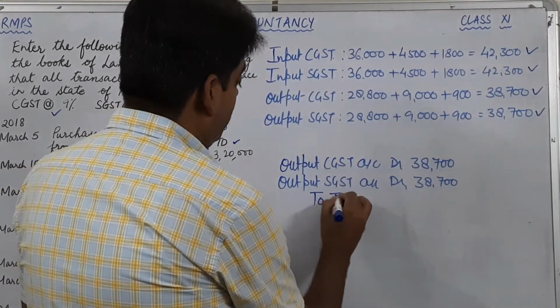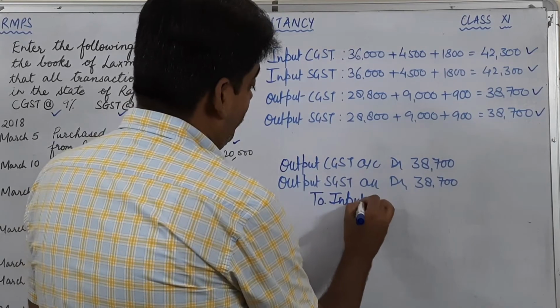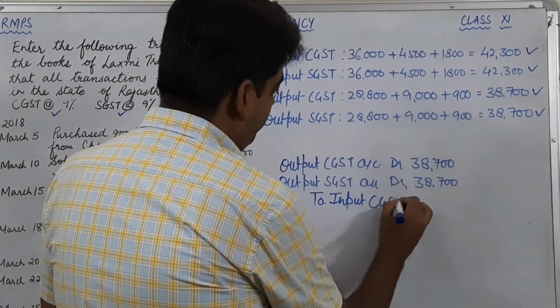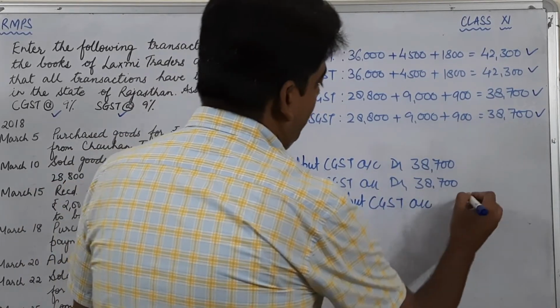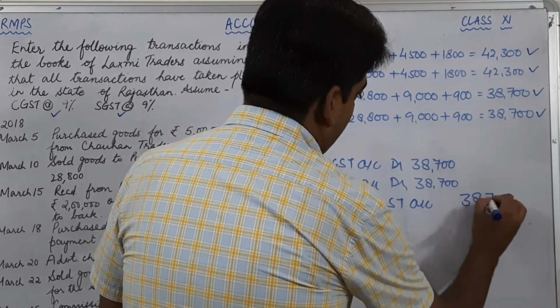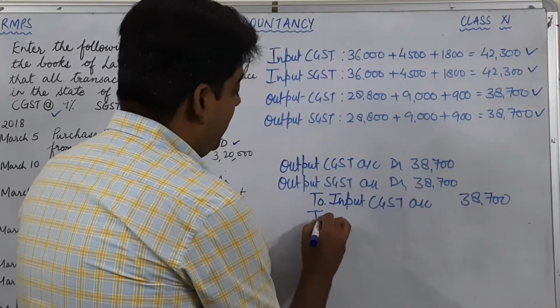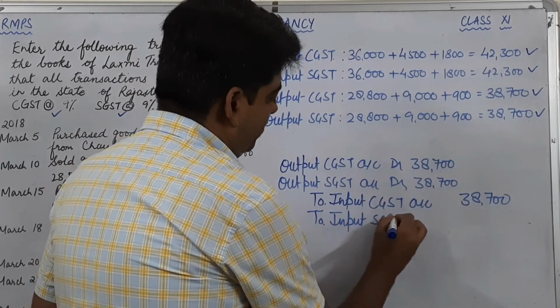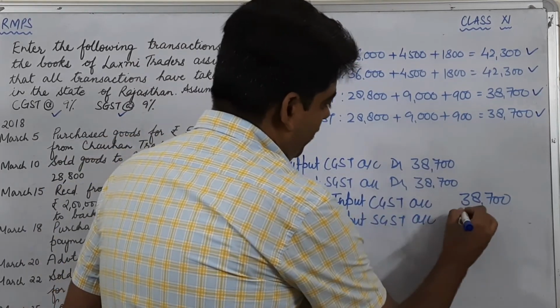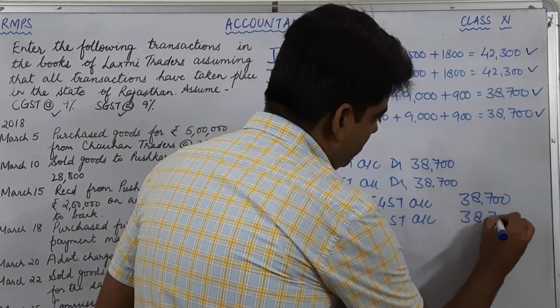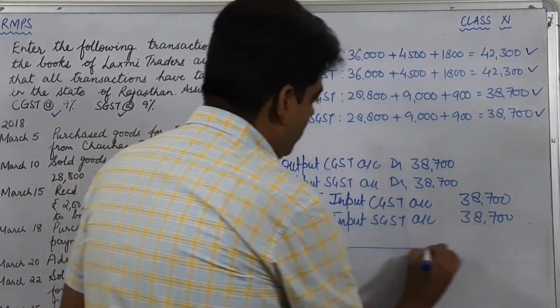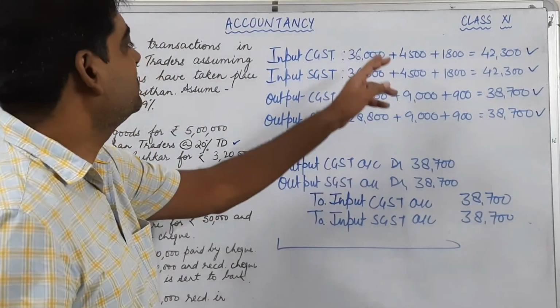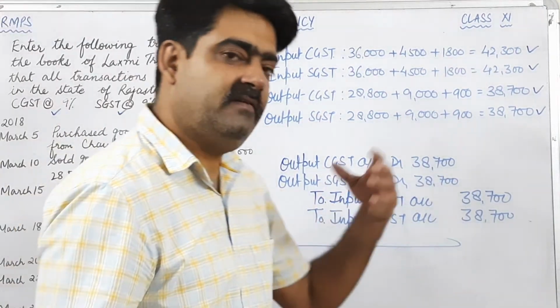So input CGST account will be credited by 38,700 and input SGST account will also be credited by 38,700. Okay. Balance input will be adjusted next month.